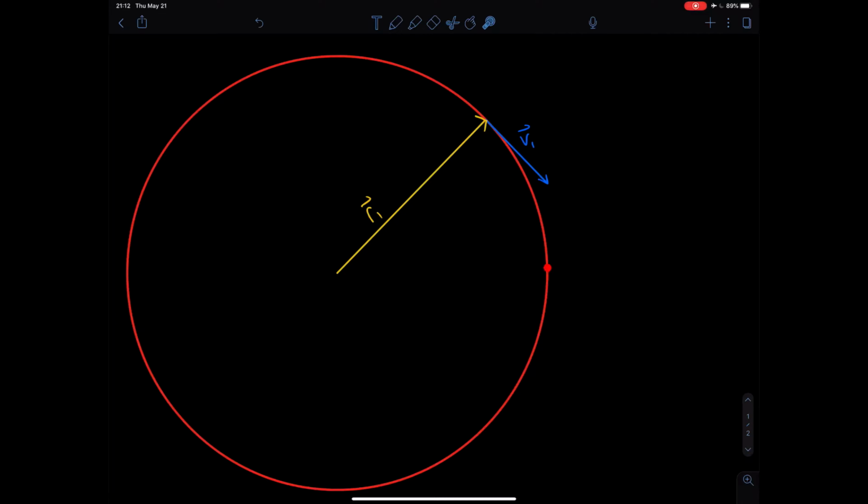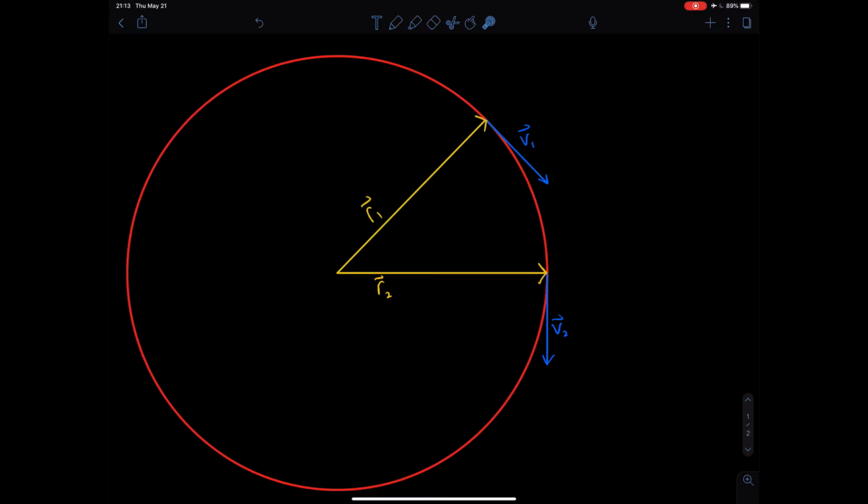And let's say we stop at some other time right here. Well, then we have a second position vector, and we have a second velocity vector that is also tangent to the circle. Now, this velocity vector is also going to be perpendicular to the second position vector, but it's going to be pointing in a different direction. Since the speed was constant, it needs to be the same length as our first velocity vector. So we need another vector that is the exact same length as the first velocity vector.